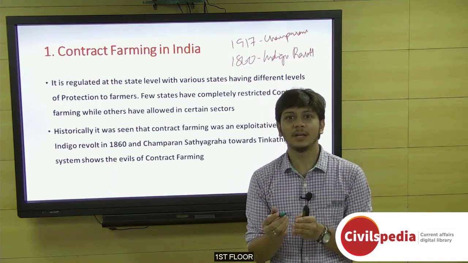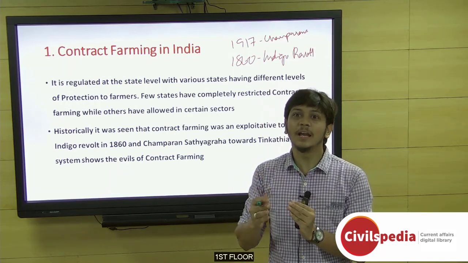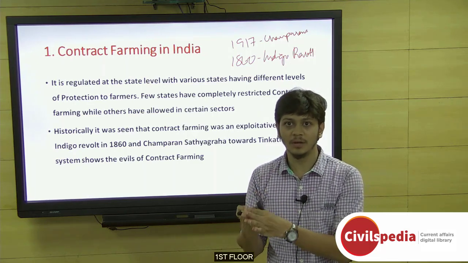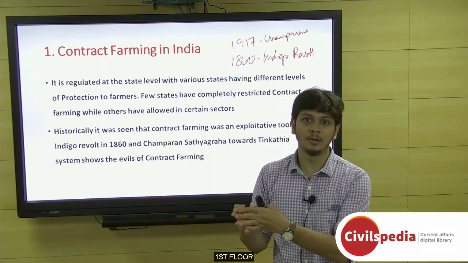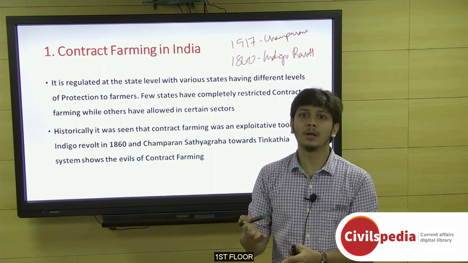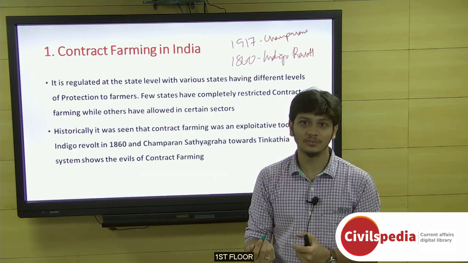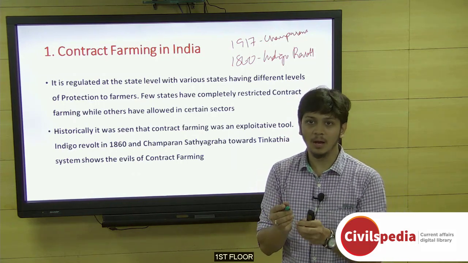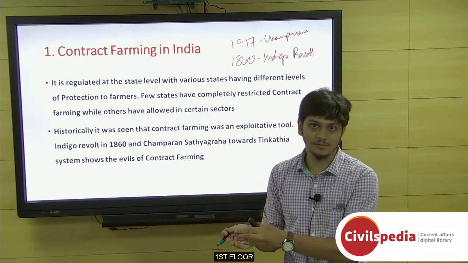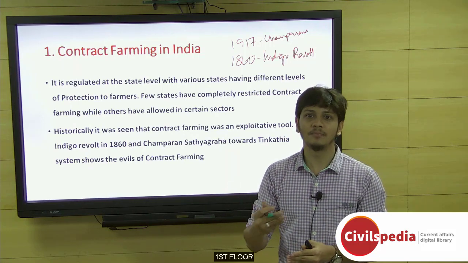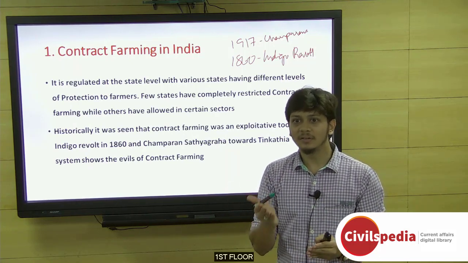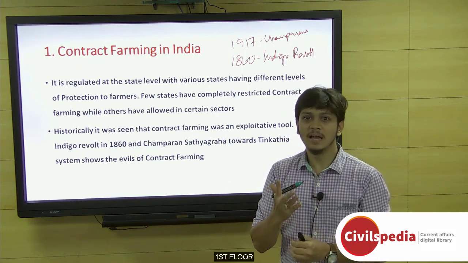Hence, since contract farming was seen as an exploitative way, the government after 1947 made contract farming illegal, or did not allow contract farming in most of the states. And slowly, since agriculture was a state subject, not many states came up with a contract farming act. But things started to change in 1997.